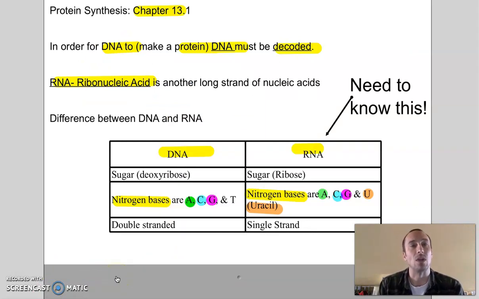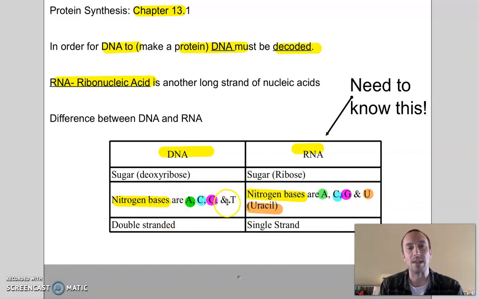Okay, so in order for DNA to make a protein, it first has to be decoded. Okay, so RNA is really the carrier or the decoder. It's another type of nucleic acid, so it's another macromolecule, but it has a few differences. Number one, the sugar is slightly different, right? So instead of a deoxyribose, we have a ribose sugar. No big deal.